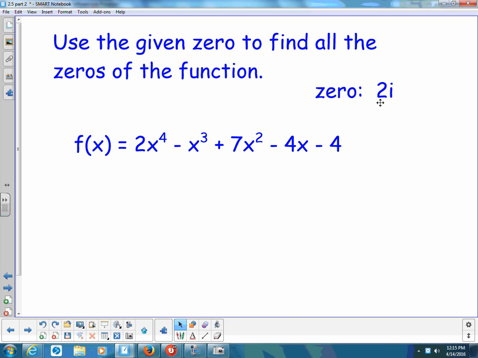Negative 2i, because the imaginary zeros come in complex conjugate pairs. So if a plus bi is a 0, then a minus bi is going to join it, and it's also going to be a 0. So I know that 2i is a 0, so negative 2i is also a 0. So how is that going to help us find the other 2 zeros?